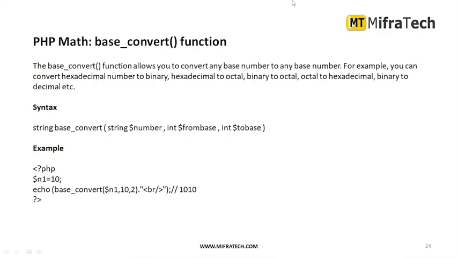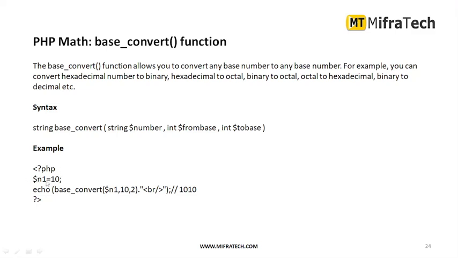PHP math base_convert function converts a number from one base into any other base. For example, you can convert hexadecimal into binary, hexadecimal into octal, binary to octal, octal to hexadecimal, binary to decimal. Here you must specify the value. The syntax is string base_convert, string number, int from_base, int to_base. Where an example you can see.